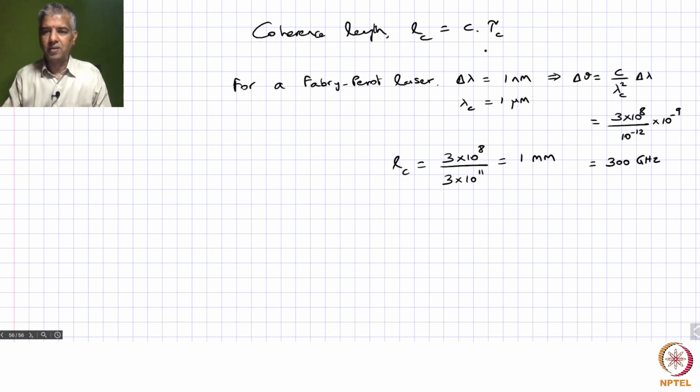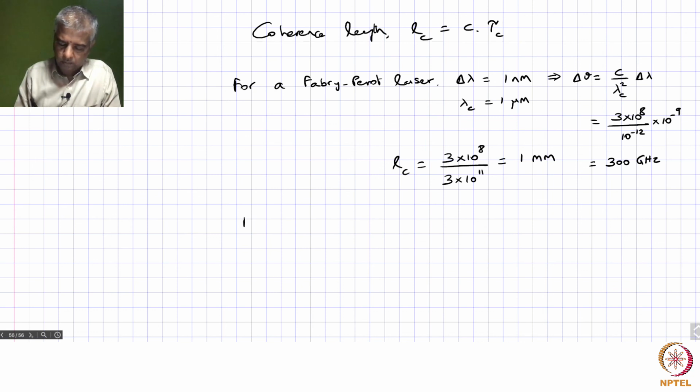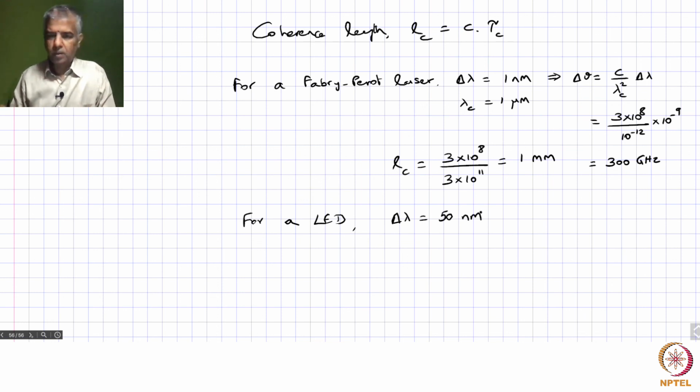In reality, it is not a rectangular spectrum, it is more like a Lorentzian spectrum. So there is a factor of 0.32 that also comes into the picture. So it will be more like 0.32 millimeter, but we are just neglecting that for a minute. So for an LED, if you use a semiconductor LED, delta lambda equals 50 nanometers. So then this would be even smaller.